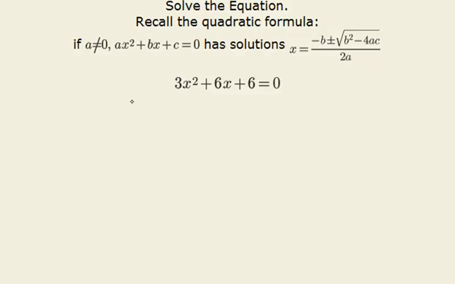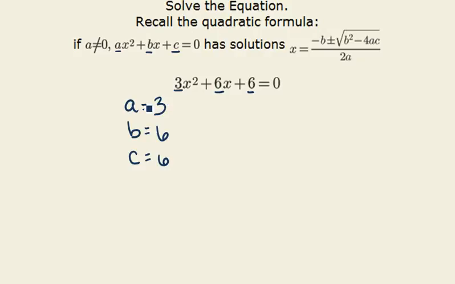First, let's identify what a equals. Up here, a is the coefficient on the x squared, so in our equation, a equals 3. b is the coefficient on the x term, which in our equation is 6. And c is the constant, and in our equation, the constant is 6 as well.